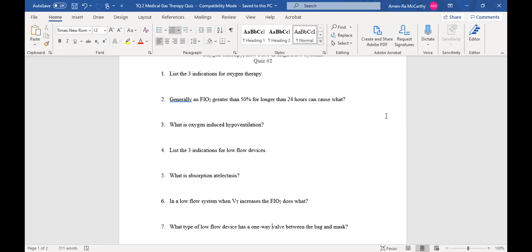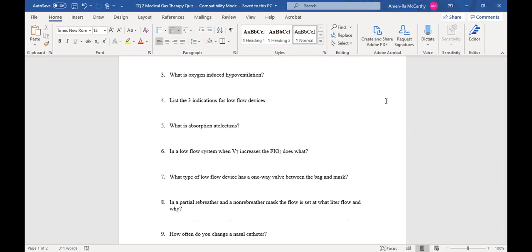Number 4, Kayla, list the 3 indications for low flow devices. A patient with a tidal volume of 300 to 700 milliliters, respiratory rate lower than 25 breaths per minute, and consistent regular ventilatory pattern. Good. Good.